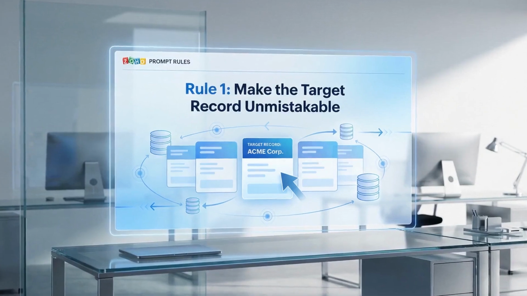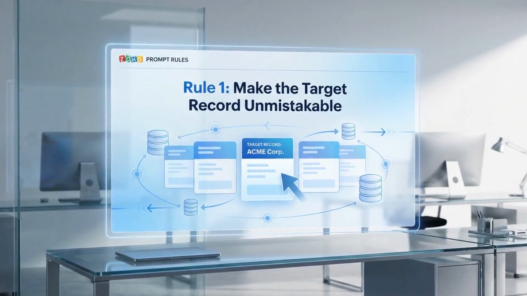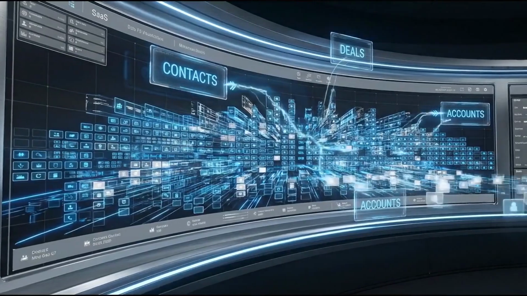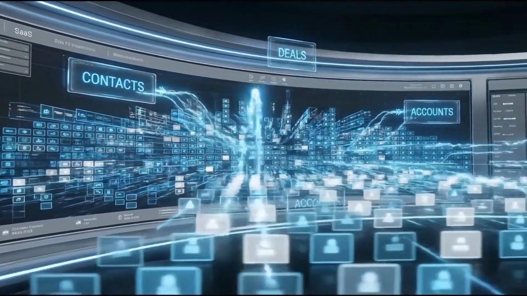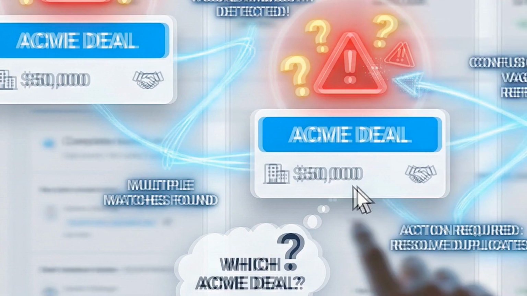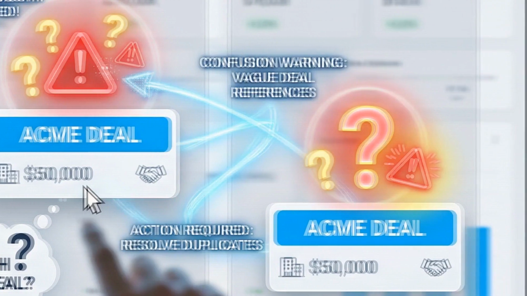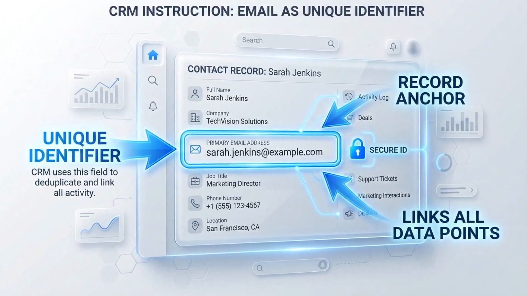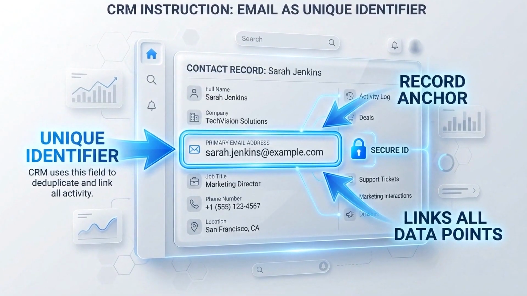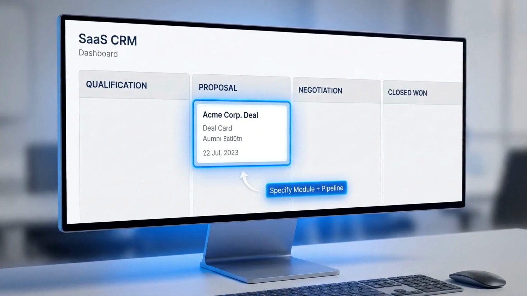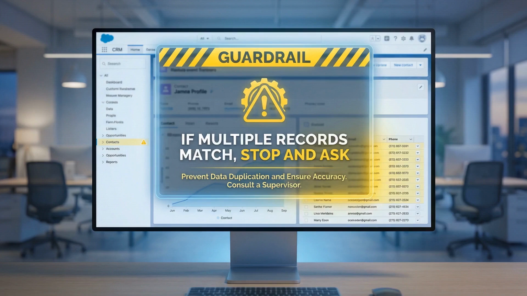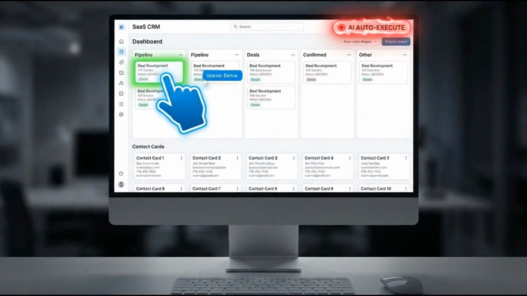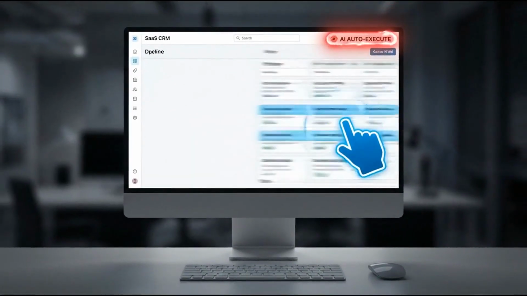Let's start with Zoho. Rule 1. Make the target record unmistakable. Zoho CRM holds thousands of contacts, deals, and accounts. A vague reference like "the Acme deal" can match multiple records across multiple pipelines. Anchor every prompt to a module plus a unique identifier, the record's email address, its exact deal name, or the specific pipeline it lives in. Here's a critical detail. Without an explicit guardrail telling it to stop and ask, an operator may make its best guess and act, silently and immediately.